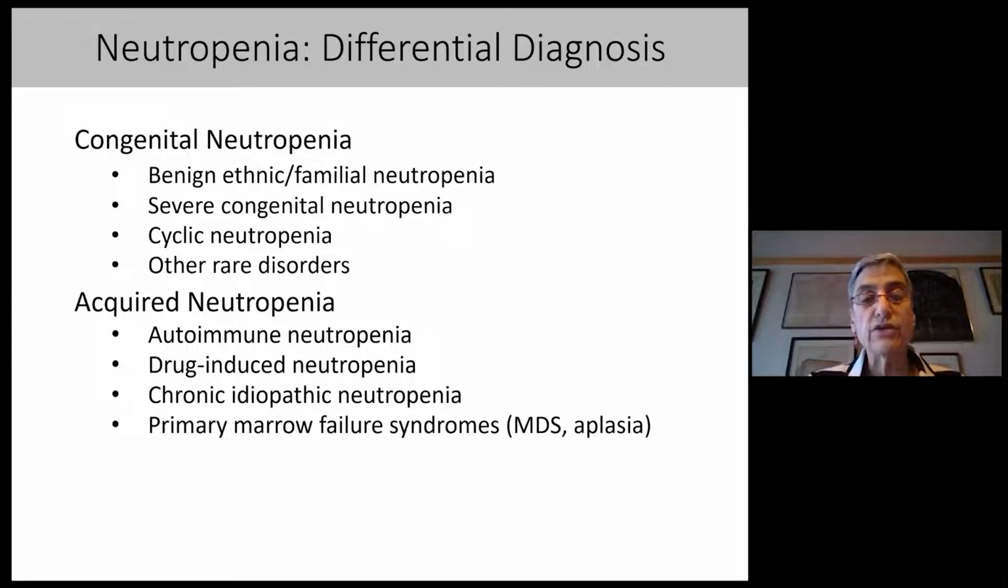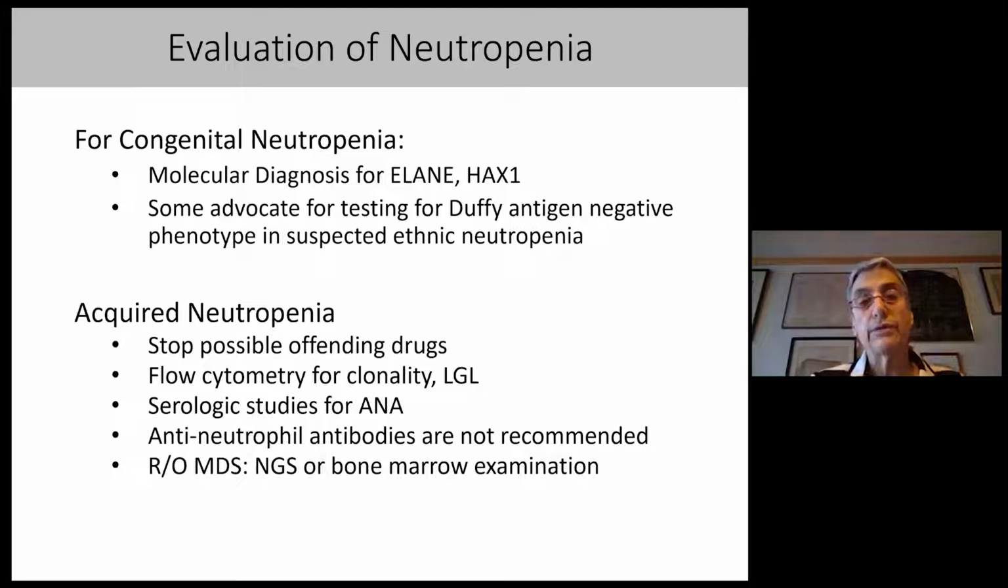And then acquired neutropenias include autoimmune neutropenia, drug-induced neutropenia, chronic idiopathic neutropenia, and then finally at the bottom, primary marrow syndromes, where usually neutropenia is not isolated, but it can be a marker for myelodysplastic syndrome or aplastic anemia. So how do we work up neutropenia?